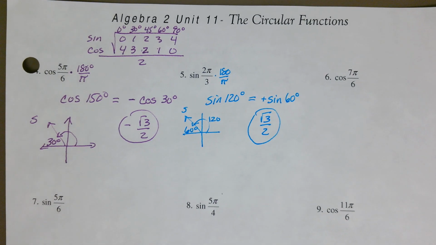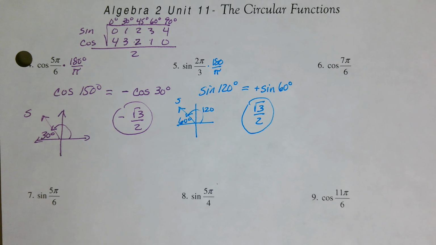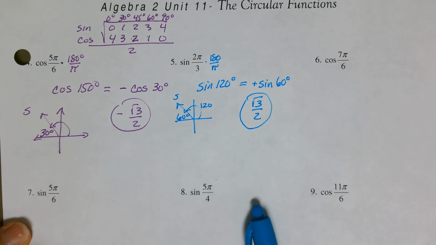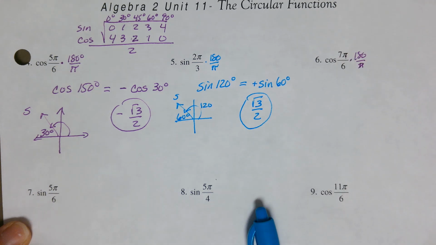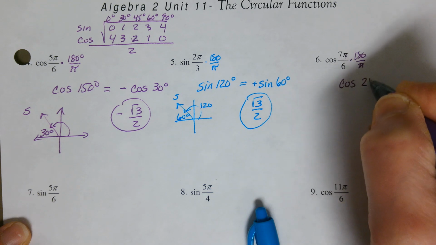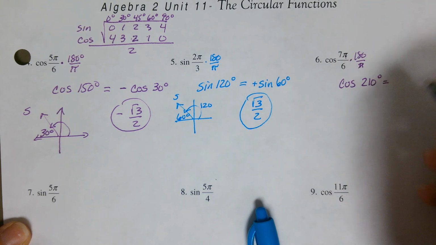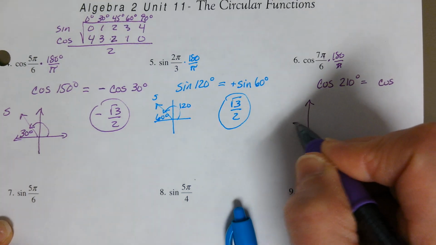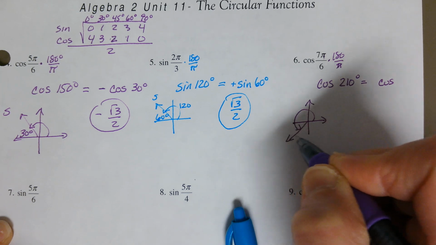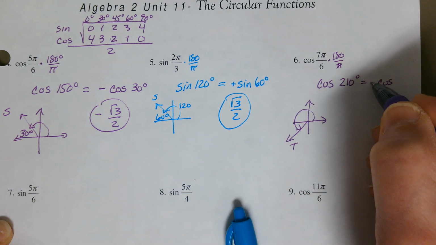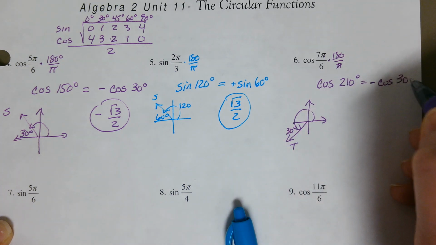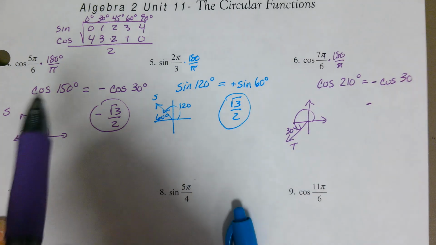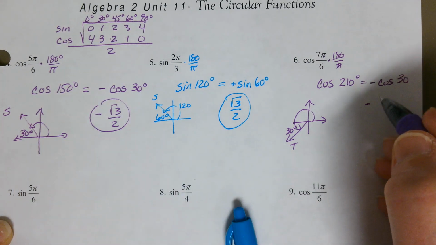You're welcome to pause the video or stop the video and try the last 4 on your own. It's 30, so that's 210. Cosine of 210 degrees would be equivalent to positive or negative cosine of the reference angle. A 210 degree angle ends up in quadrant 3, where tangent is positive, so negative cosine of the reference angle, which is 30 degrees. Negative cosine of 30, square root of 3 over 2.